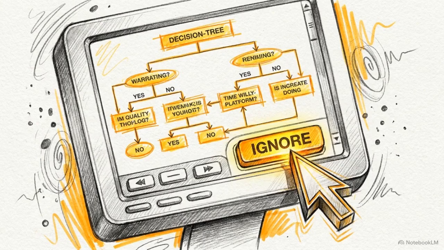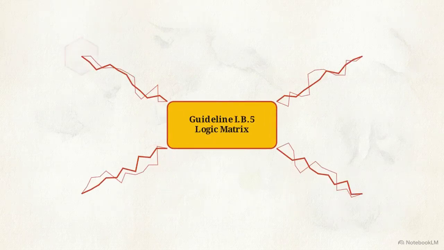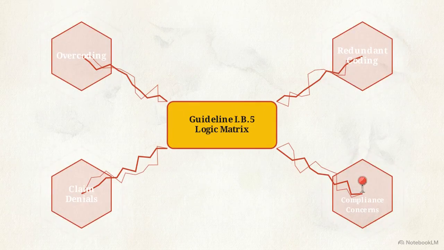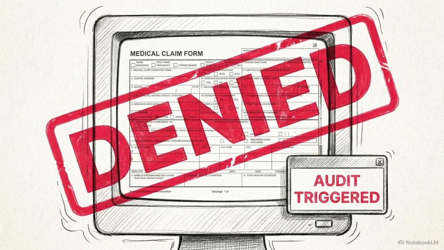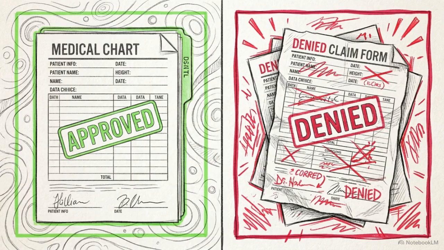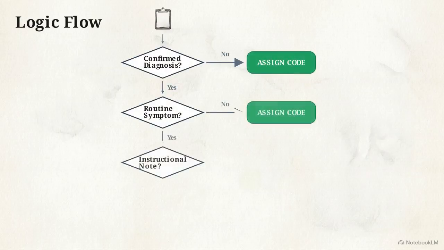Now, look at what happens when this entire decision matrix is ignored. Failing to apply guideline B.5 creates immediate administrative and financial fallout. Modern billing systems use automated edits to catch redundancies. Coding an integral symptom alongside its primary disease leads straight to automatic claim denials and triggers compliance audits. Failing to recognize integral symptoms or ignoring explicit classification instructions shifts a coder's work from being helpful to being a definitive compliance liability.